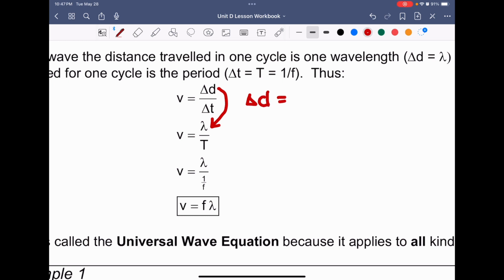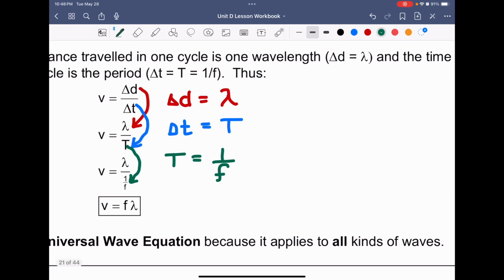So change in d is equal to lambda. We know that our change in time is the period, because the period represents how long it takes to complete one wavelength. And so I'm going to write this as change in t is equal to period, or capital T. And then lastly, the only conversion they do is they say, well, if we know that period is related to 1 over f, or T is equal to the inverse of frequency, 1 over f, then it must be true that we can derive this final equation by the following.